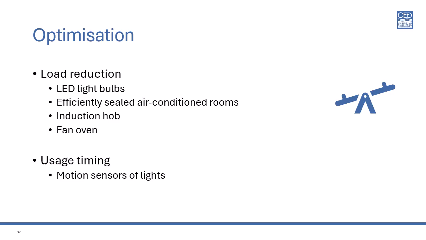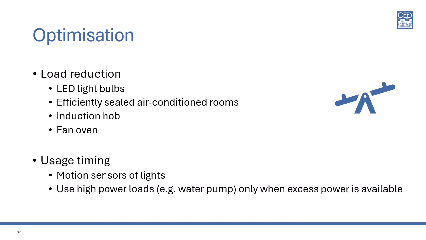We can also change the timing at which the loads are occurring. So for example, we could have motion sensors on the lights, so they're only coming on when necessary. And any high power loads, for example the water pump for the groundwater extraction, only operate when we have excess power available, perhaps midday.